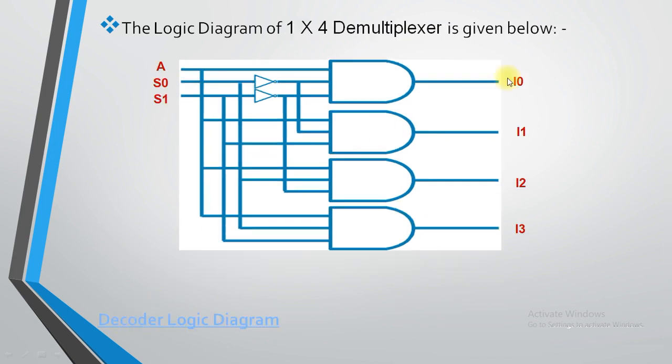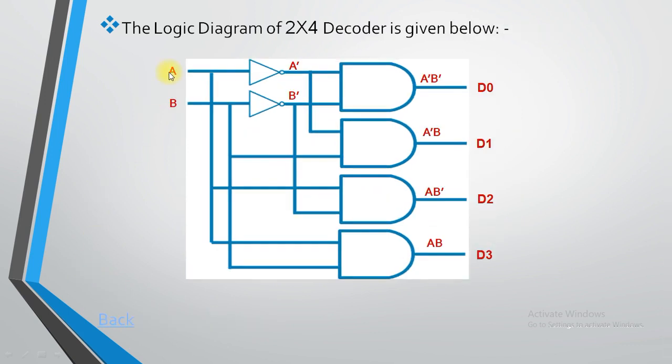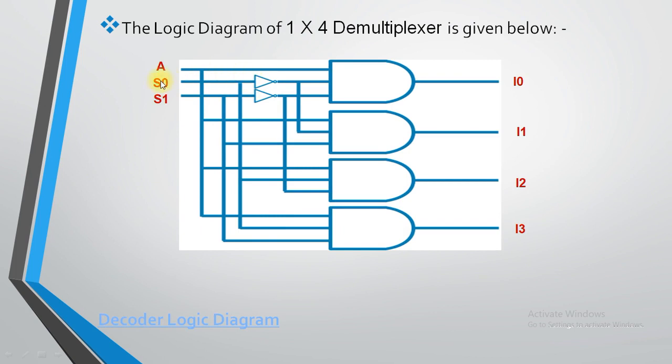Similarly, we have used variables I0, I1, I2, I3. That is okay. Now see, over here a and b variables we have used. Instead of a and b, we have used selection lines S0 and S1. One additional activated input line you just need to pass with each AND gate.